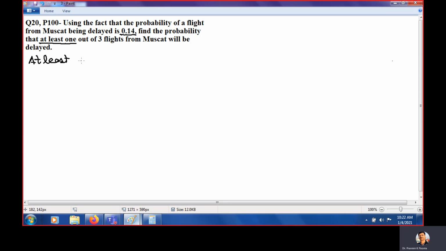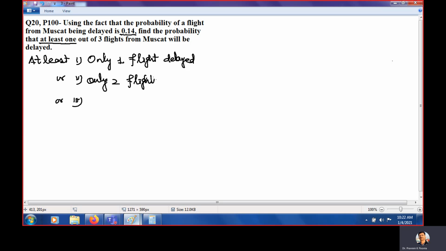At least means there are 3 options. What are the three options? Only one flight delayed, only two flights delayed, or all flights delayed.